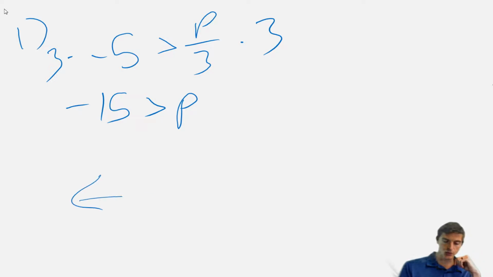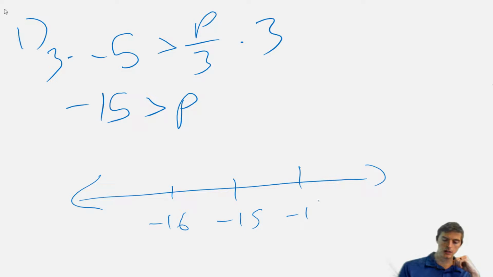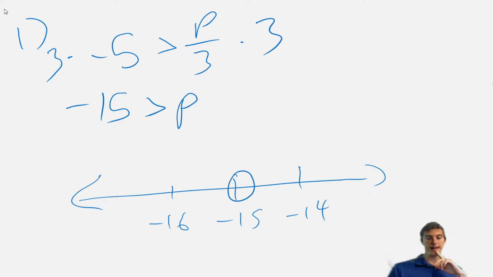The only question now is which way to shade and what kind of dot to do. So I'm going to make my number line like this. And you can include as many or as few numbers as you want. First off, it's going to be an open circle at -15. Remember, if there's an equal to sign, that's when I want to shade it in. This means I'm looking for all the numbers where -15 is strictly greater than p.